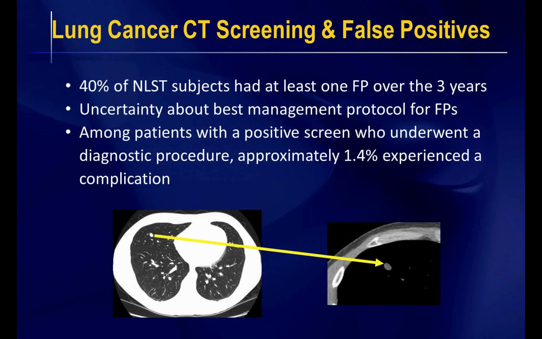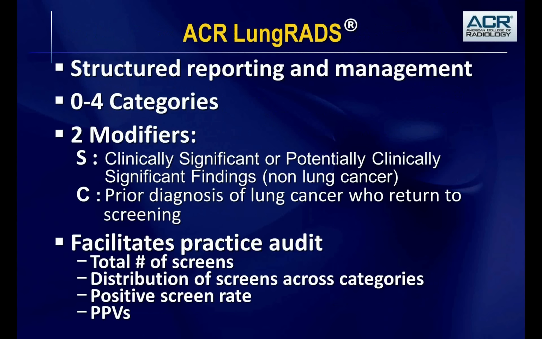This is the typical, smoothly rounded, non-calcified, indeterminate pulmonary nodule for which we need to have clear, consistent management strategies. Similar to BI-RADS, Lung-RADS has categories with increasing number representing increased risks of lung cancer. The categories are 0 through 4. There are also 2 modifiers, S for clinically significant or potentially clinically significant other findings not representing lung cancer.